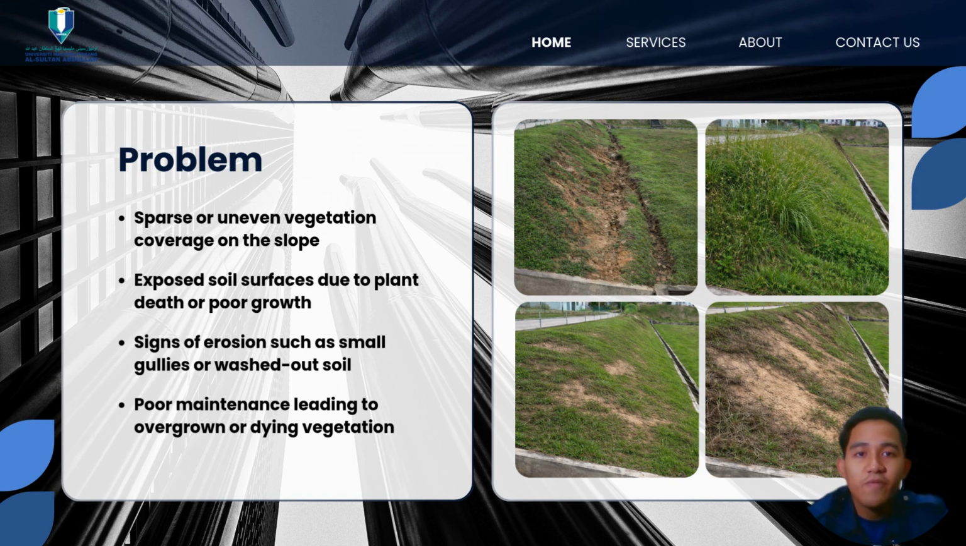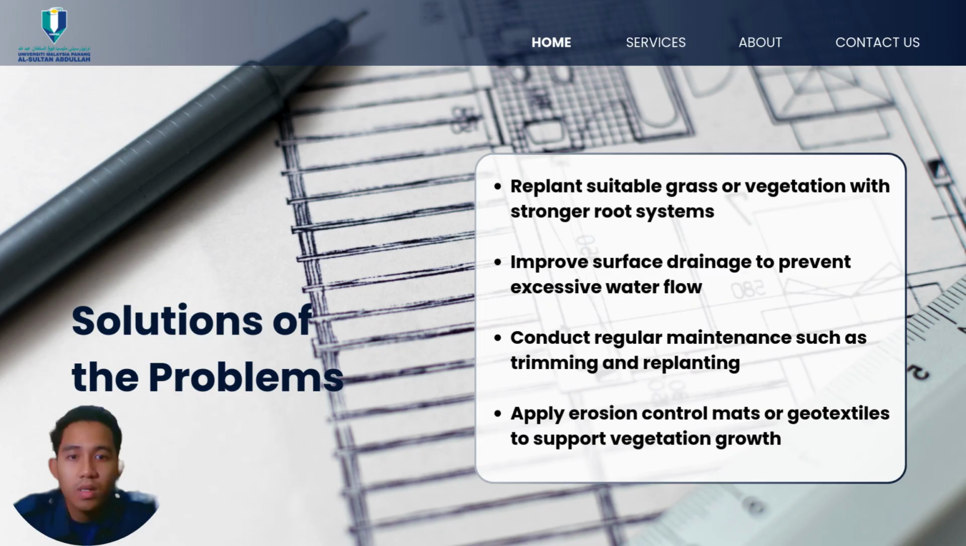The main problem in vegetative reinforcement is when plants do not grow well or die, causing the soil surface to become exposed. When vegetation coverage is sparse or uneven, rainwater can easily wash away the soil. This leads to erosion, such as small gullies forming on the slope. Poor maintenance can also make the situation worse, as overgrown or dying plants cannot effectively hold the soil.